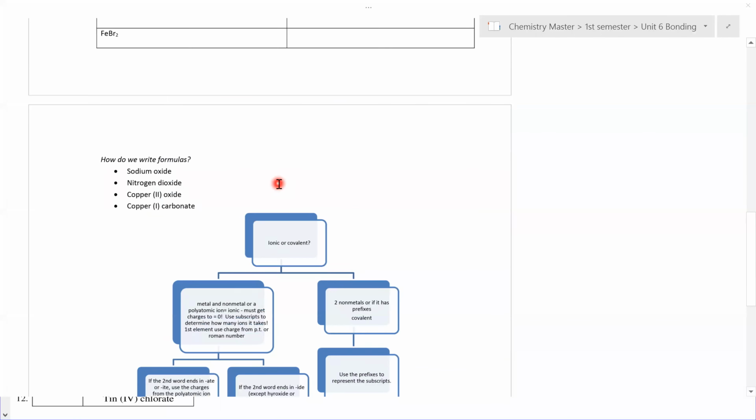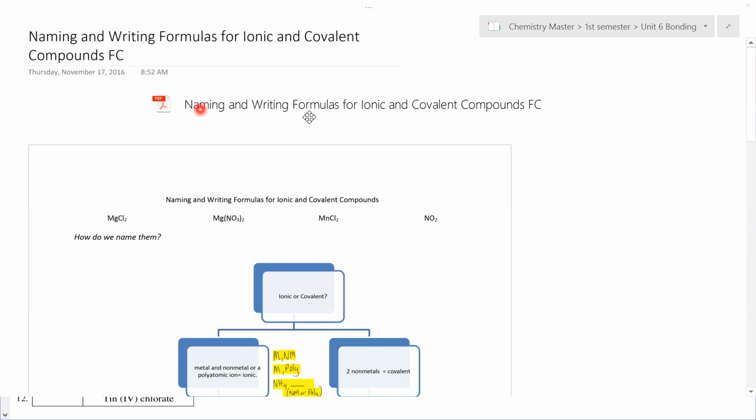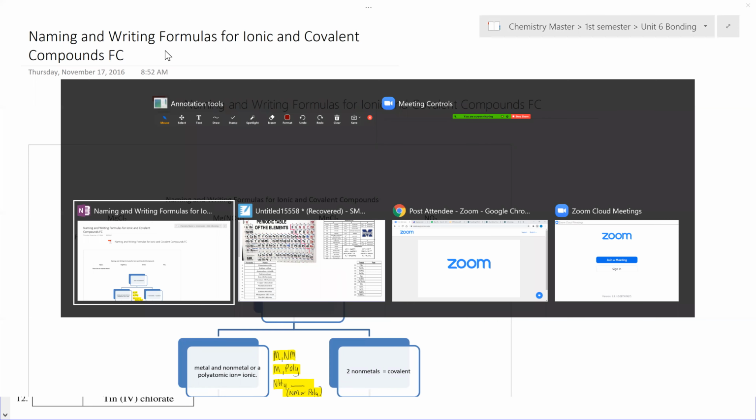But this again is on Schoology. The name of it is naming and writing formulas for ionic and covalent compounds, FC, which stands for flow chart. All right, so I'm going to do just a little bit of practice, and then you're on your own. Okay, just a quick review.